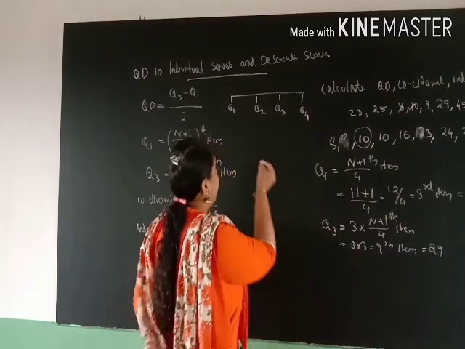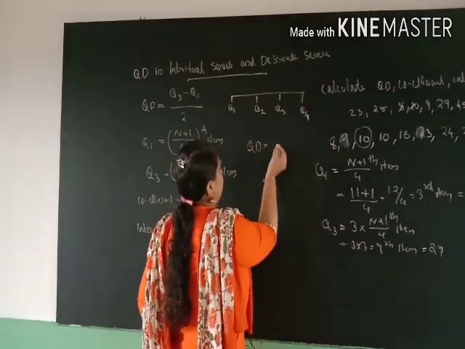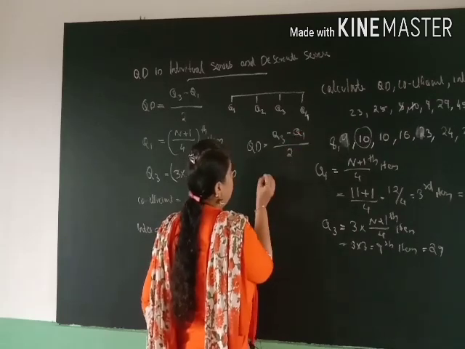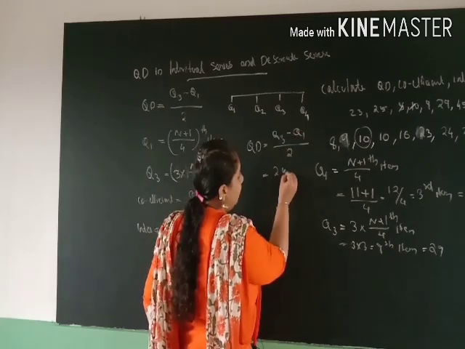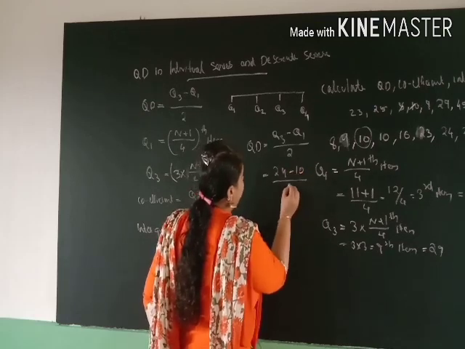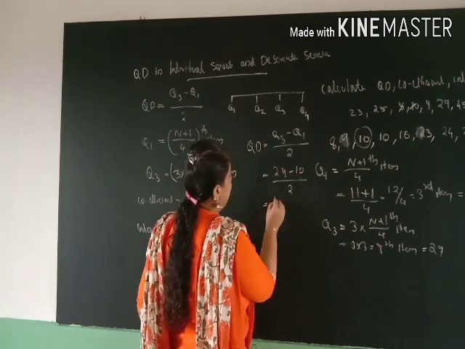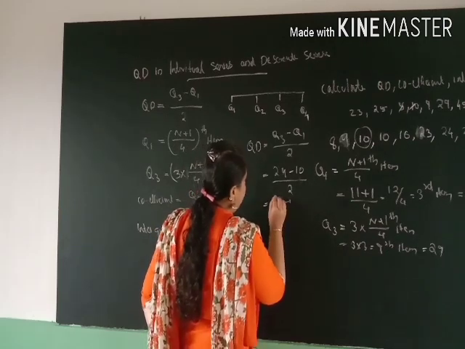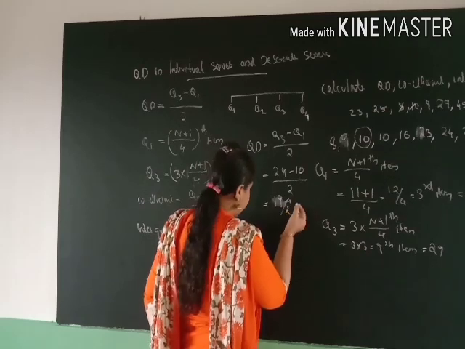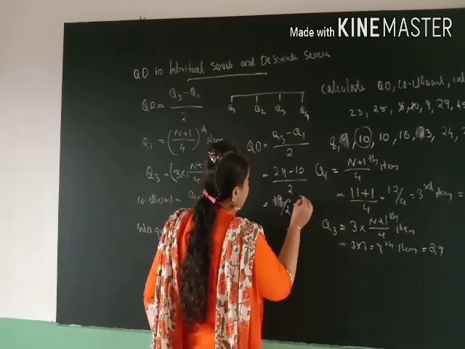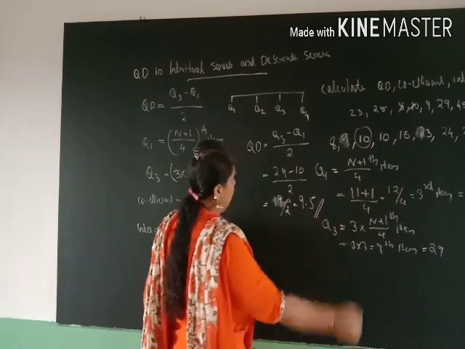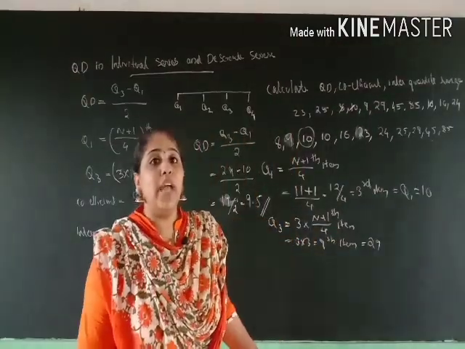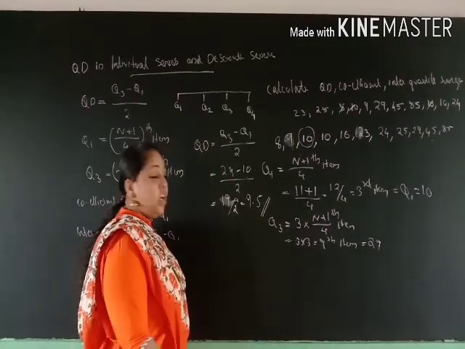So next we can calculate the quartile deviation. Q3 minus Q1 divided by 2. Q3 equals 29, Q1 equals 10, divided by 2. That is 19 divided by 2. That is 9.5. Quartile deviation is 9.5. So next we want to calculate the coefficient.